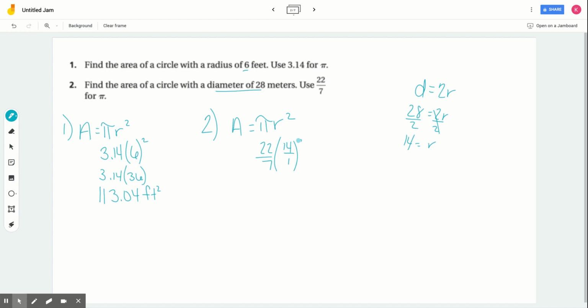Now, don't forget to square this. So 14 times 14 is 196. We can go ahead and cross cancel by 7. 196 divided by 7 is 28. So now we could take 22 times 28, which would give us 616 meters squared.